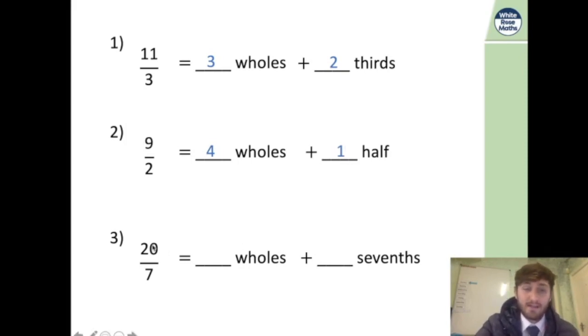And then finally, 20/7. How many wholes am I going to have? Well, 7 multiplied by 2 is 14, because 7 multiplied by 3 would be 21, and that is over my numerator. So 7 times 2 is 14, and then I've got 6 left over. So 2 wholes and 6/7.